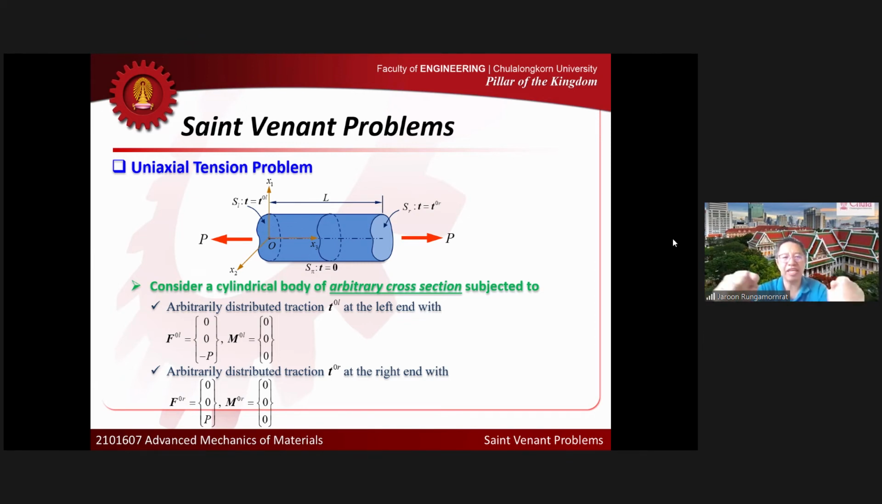It can be in tension or in compression, depending on the traction that is generated at both ends. This kind of problem you solved before, right? From the basic class of strength of material, right? Is that right? So you know the answer for this problem, right?